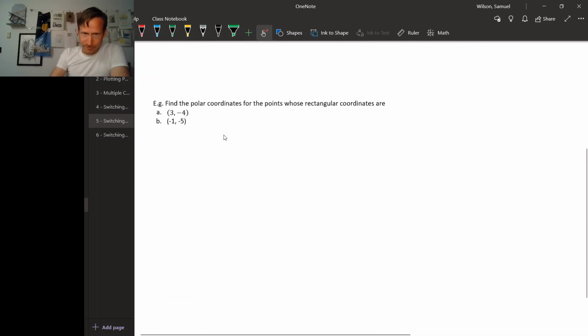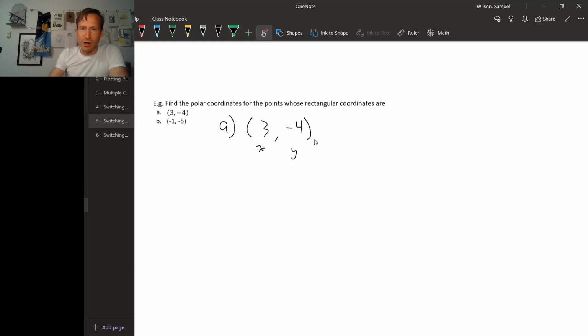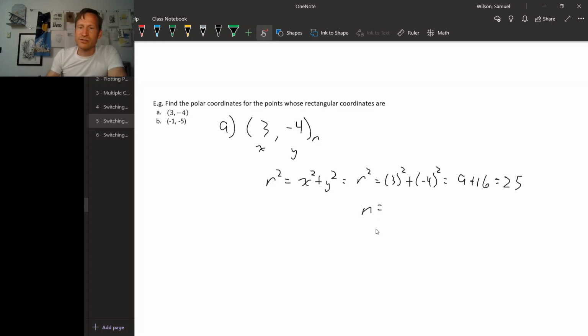Okay, so let's look at example A here. This is in rectangular coordinates. So 3 is our x coordinate, negative 4 is our y coordinate. So r squared is x squared plus y squared. So that's 3 squared plus negative 4 squared. So 9 plus 16, that's 25. And so the r values that we get are plus or minus 5.